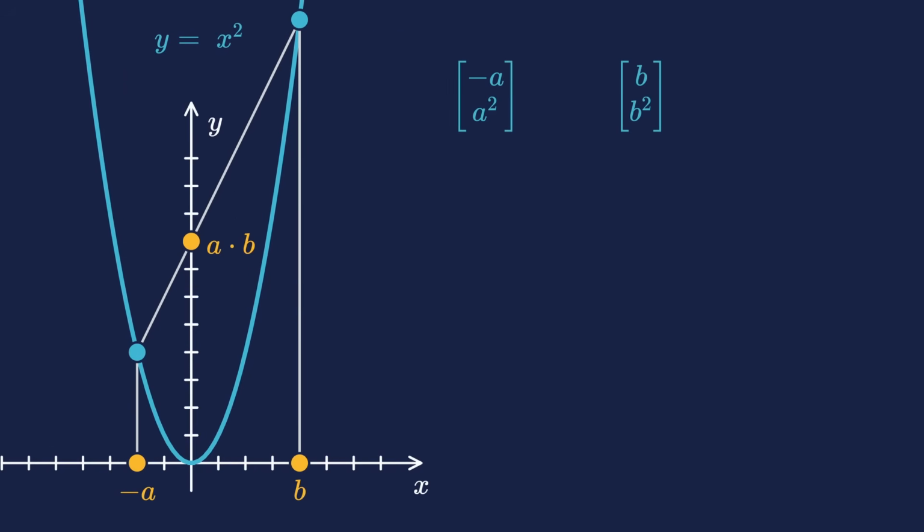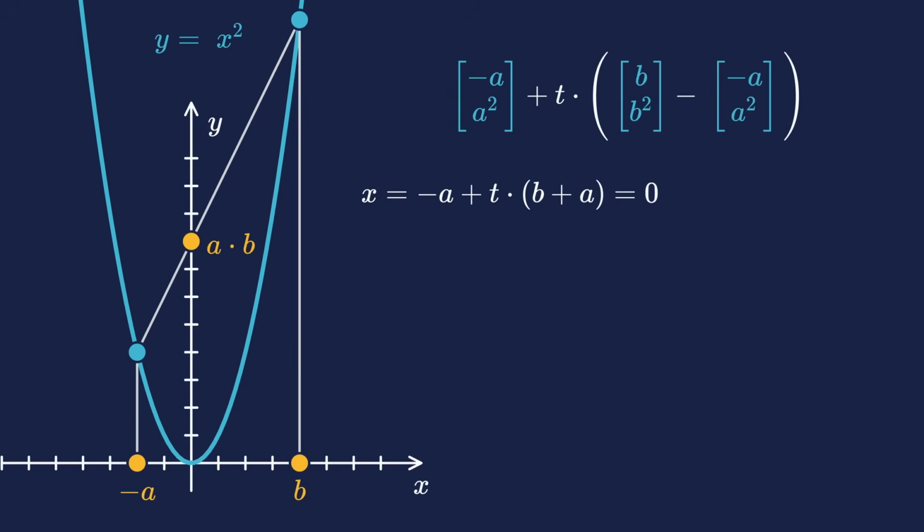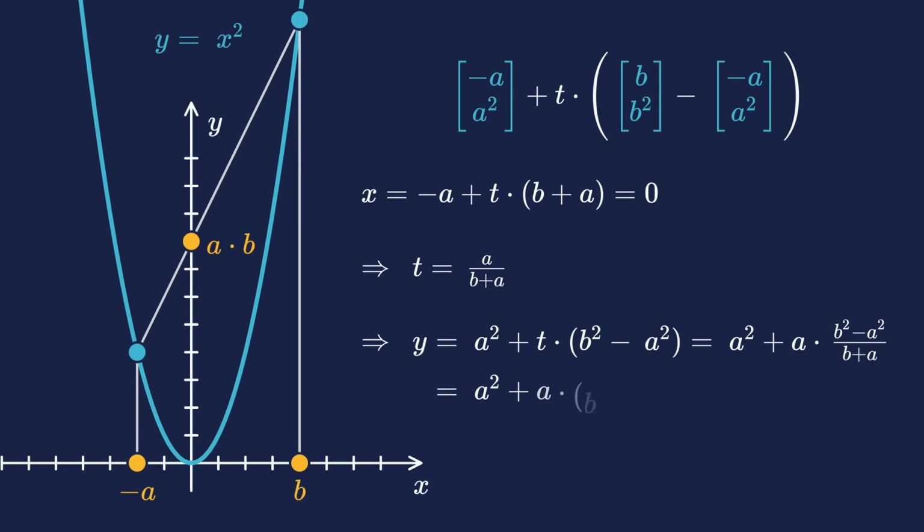Every point on the line connecting them can be written as the sum of one of them plus an appropriate multiple of the vector connecting them. All we now need is to find the right scalar multiple to land on the y-axis. We get that by setting the x-coordinate to 0 and solve for t. Then we plug this t value into the formula for the y-axis and, indeed, we end up with a times b.